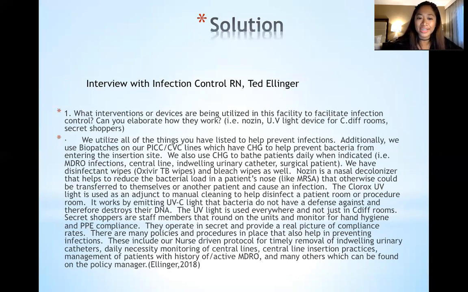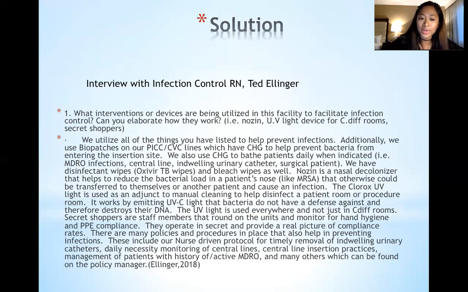actually very interesting because the way it works is after the EVS department has come in and cleaned the room, there's always that human error of not being able to wipe down every single part of the room. So the UV light stays in the room. It helps to emit UV light. It kills the DNA of the bacteria, which in turn kills the bacteria itself.